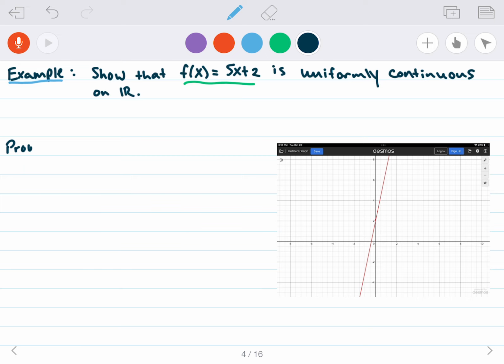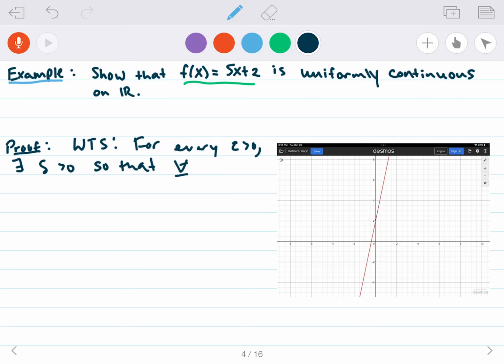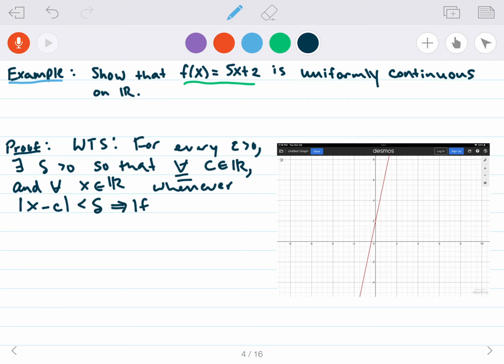All right, so the proof we want to show: for every epsilon bigger than 0, there exists a delta bigger than 0, so that for all c in the reals, and for all x, whenever x is in this delta neighborhood, this implies that f of x is in this epsilon neighborhood centered at f of c.